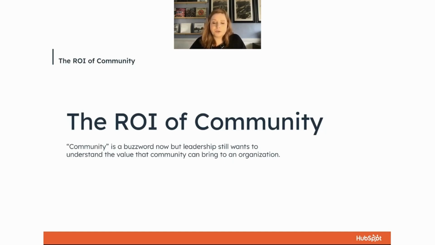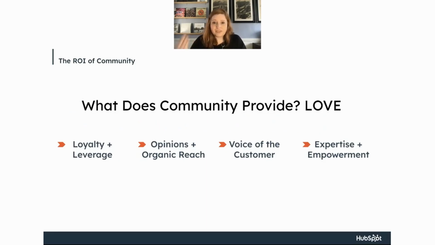A lot of times, if you're presenting to leadership or you're presenting to anyone really, you need to be able to come from a place of what's in it for them. You need to be able to explain quite quickly why they should care and why they should benefit from your pitch. If you can get them to understand how it can be helpful for them, it'll be easier for you to get that buy-in that you need so that you can get the resources that are necessary for you to be successful. So when we think about that, what does community provide? It gives you love.